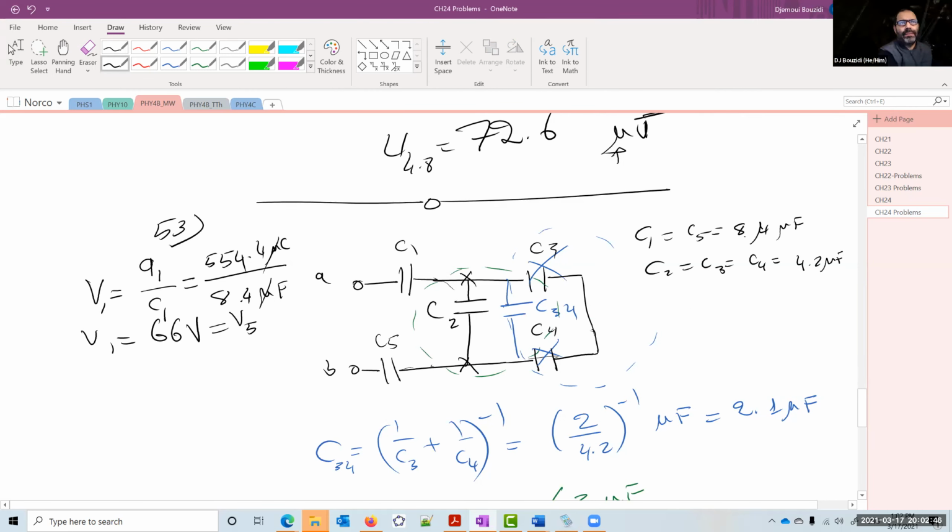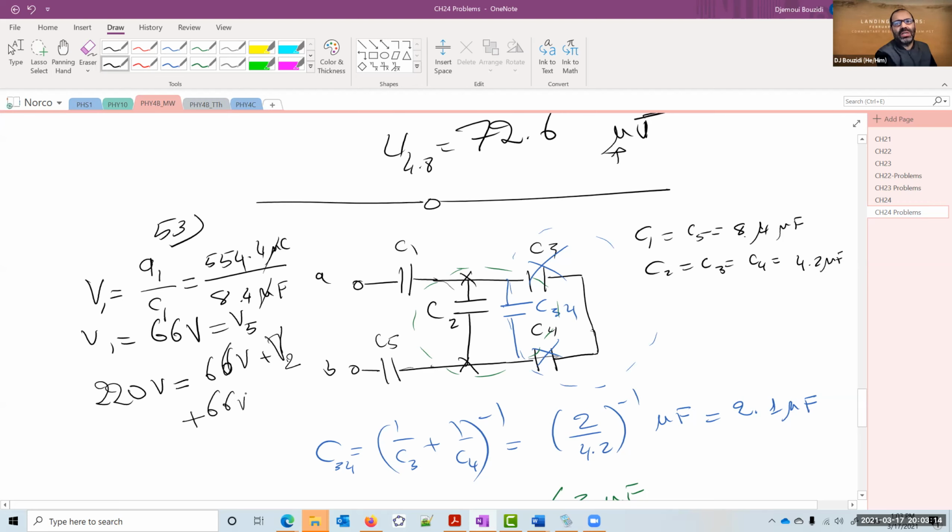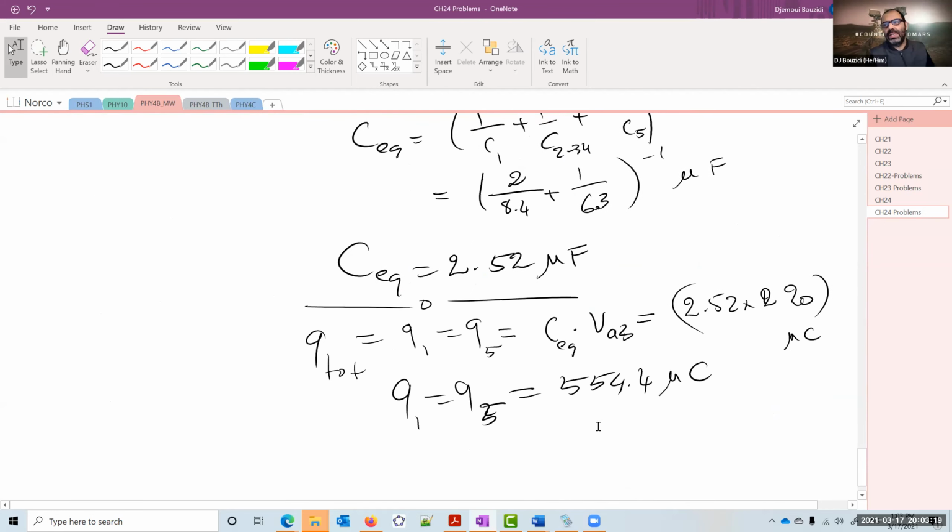Now, if I go from here, I have 66 volts. And if I go from here to here, I have some volts. And if I go from here to here, I have another 62 volts, or I have 220 volts. So 220 volts must be this 66 volts plus this unknown voltage, which I'm going to call V2 now, plus the voltage on C5, which is another 66 volts. So V2 must be 220 minus 2 times 66.